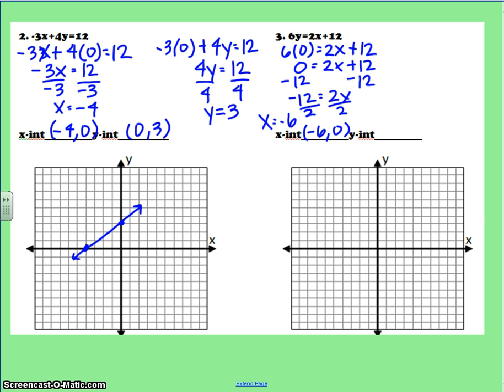And likewise for our y-intercept, we will plug in 0 for x. So 6y is equal to 2 times 0 plus 12. And after solving, we see that our y-intercept is positive 2. So again, we can plot our ordered pairs on our grid and draw our line.